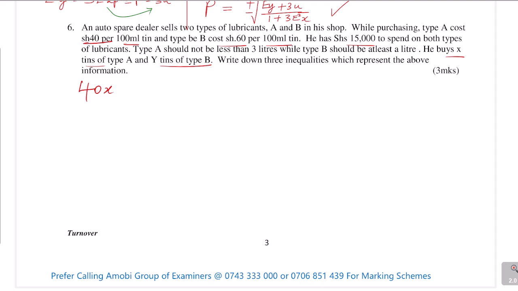So the cost of one tin of type A is 40 shillings per 100 ml. Then there are x tins, so the x tins will be 40 multiplied by x. That is the cost of type A tins. Then type B costs 60 shillings per tin, and there are y tins of type B. So y tins will be 60 shillings times y.